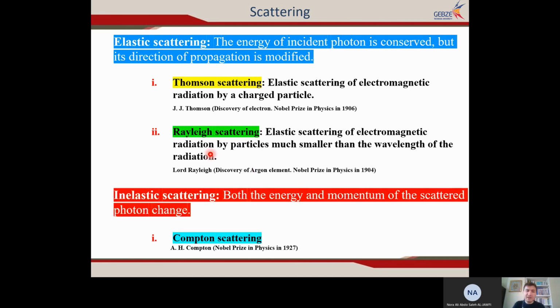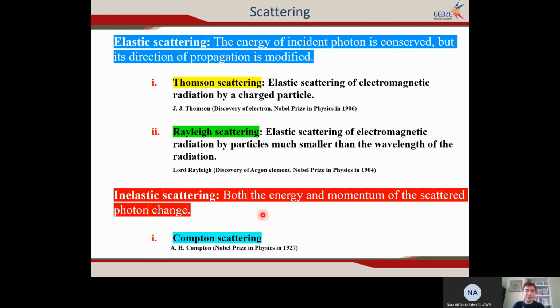So then let me discuss inelastic scattering. In inelastic scattering, both the energy and momentum of the scattered photon change. So the energy and momentum of the scattered photon are not conserved, okay? Of course, the total energy of the system is conserved, but we are talking about the energy and momentum of the scattered photon. I will go into a little detail on this inelastic scattering. Compton scattering is an example of inelastic scattering. Compton was also awarded the Nobel Prize in Physics in 1927.